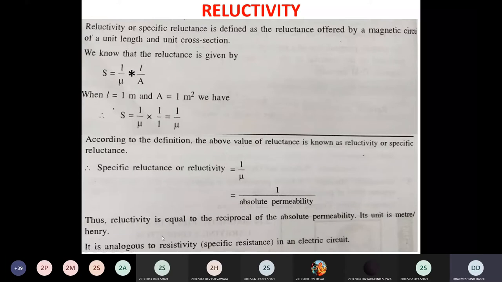So the reluctivity is equal to the reciprocal of absolute permeability, and its unit is what? Meter per Henry. Yeah? Because the unit of absolute permeability is Henry per meter. So exactly the inverse of this, meter per Henry. And it is analogous to the resistivity in the electric circuit. Same way in the magnetic circuit, we have reluctivity. Clear up to this point?